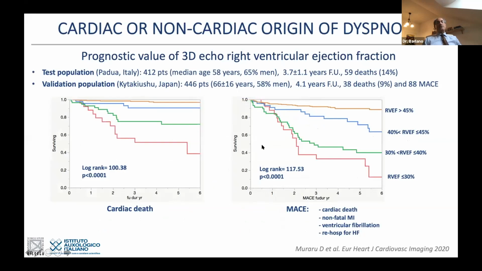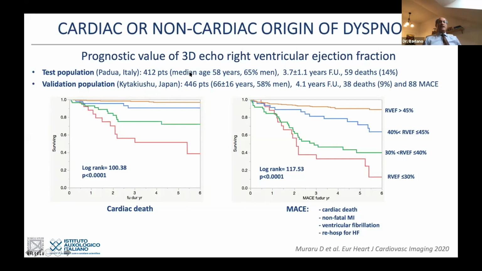And finally, we are now able not only to say that the right ventricular function is normal or abnormal, but here is an important paper by Denisa Muraro and co-workers, again from our lab, that was published in the European Journal of Cardiovascular Imaging at the beginning of this year. And this is a cooperative study between us and the group in Japan at Kitakyushu, Professor Masaki Takeuchi.